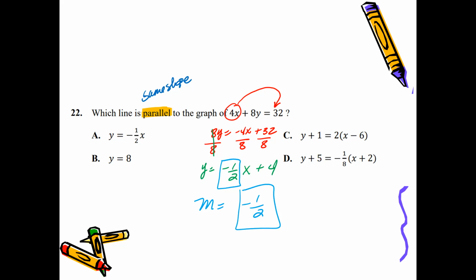Which other graph has a slope of a negative 1 over 2 and it's also in front of the x? I look at C, that's a 2. That's not negative 1 over 8. That's not it. I look at D, that's a negative 1 over 8. That's not it. I look at B, there is literally no x. So that's not it. Oh, there it is. Negative 1 over 2 in front of the x. It's not even hiding. So it is A as an apple.